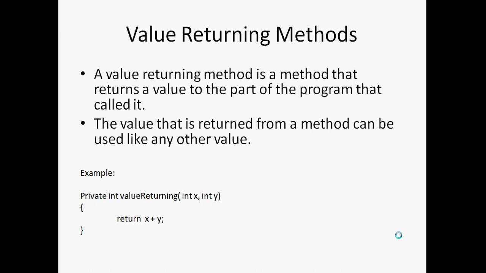Value returning methods. A value returning method is a method that returns a value to the part of the program that called it. The value that is returned from the method can be used like any other value. So the example below, we do a private int value returning, and then we do int x and int y. So there'll be some kind of numbers like 4 and 6. And then we do a return. And so then we do return x plus y, so that'd be 4 plus 6, which would be 10.